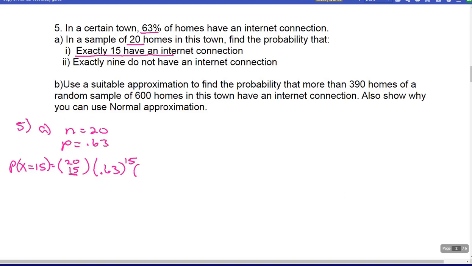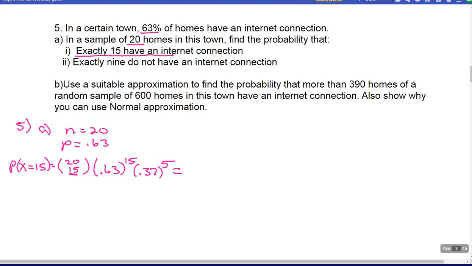Now I also need to have some failures, because not all of them are successes. So what's the probability of failure? 0.37, right? Now, how many failures did we have? If we had 15 successes, we must have had 5 failures. You need to write that down.